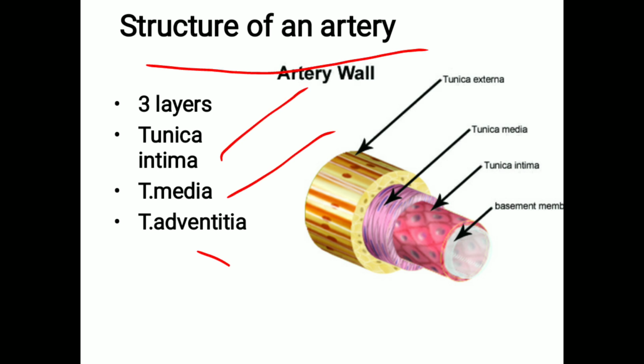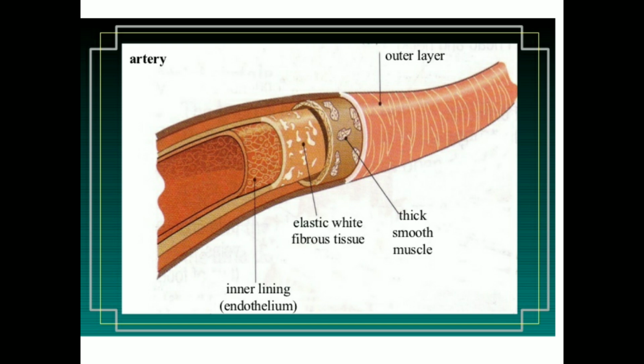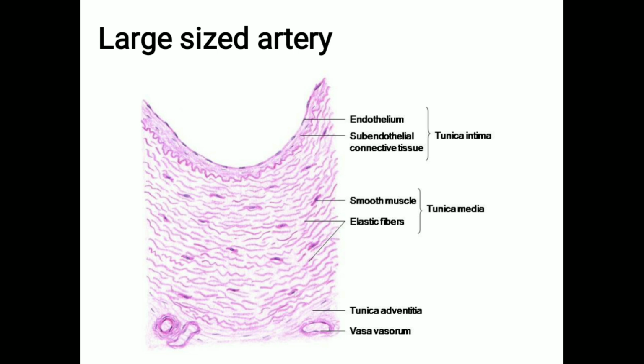tunica media and tunica adventitia. You can look into the figure here: tunica intima, next the tunica media, and the outermost is called tunica externa. This is the same figure showing you the three layers of the blood vessel. Okay, now you can see in this slide the histology of a large size artery.